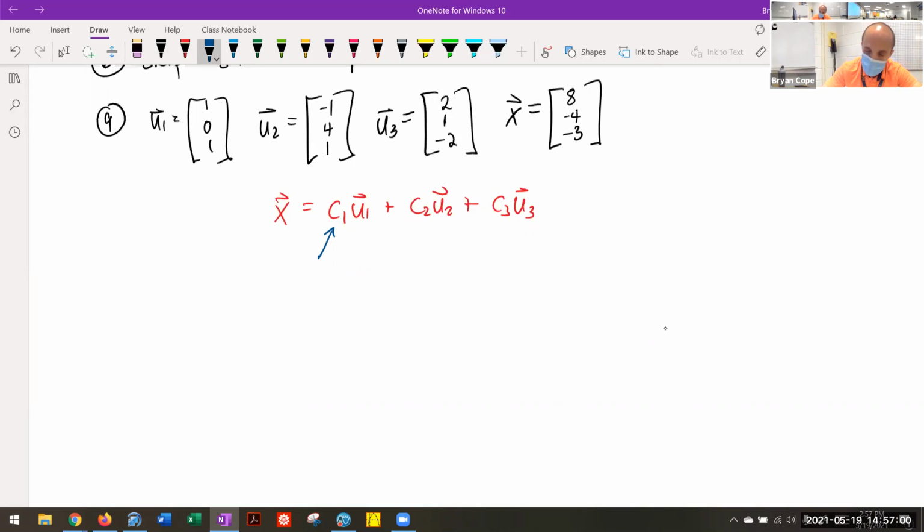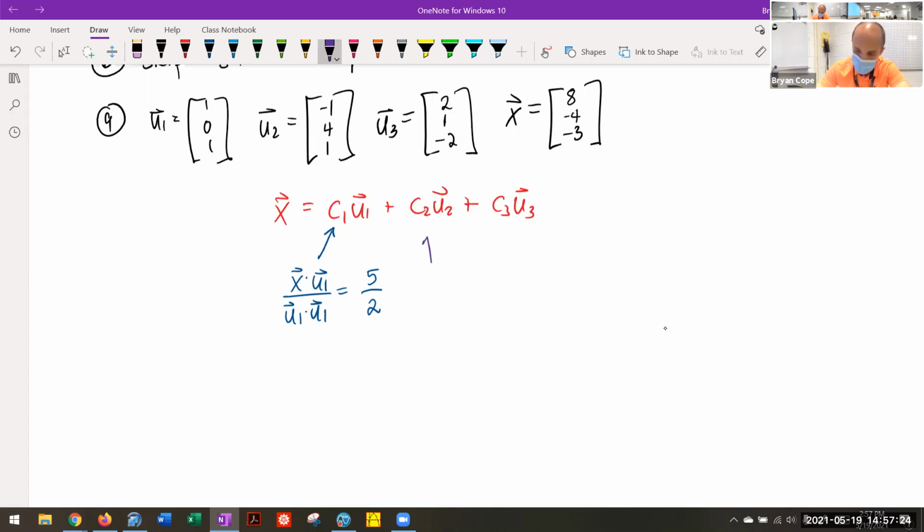Okay, so to find C1, we're going to take x dot U1 over U1 dot U1. Okay, so x dot U1 is going to be 8 plus -3, so it's going to be 5. U1 dot U1 is 2. Did I do my arithmetic right? Yes. Okay, great.